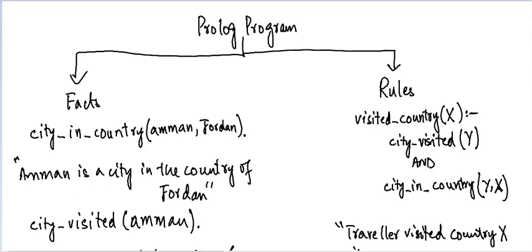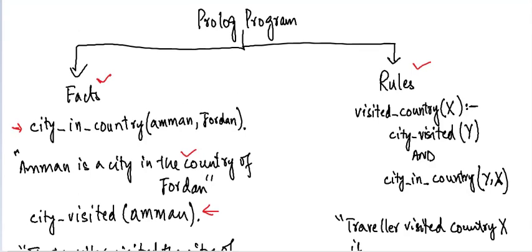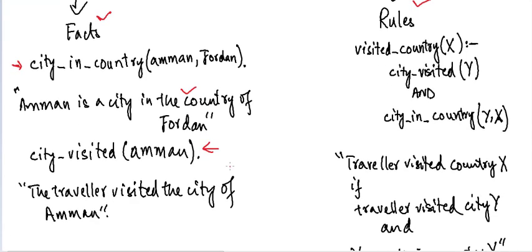Programming in Prolog has two components. It has facts and it has rules. Let's take a look at the facts first. For example, this fact here says that Amman is a city in the country of Jordan. Then this is another fact, and this fact says that the traveler visited the city of Amman.